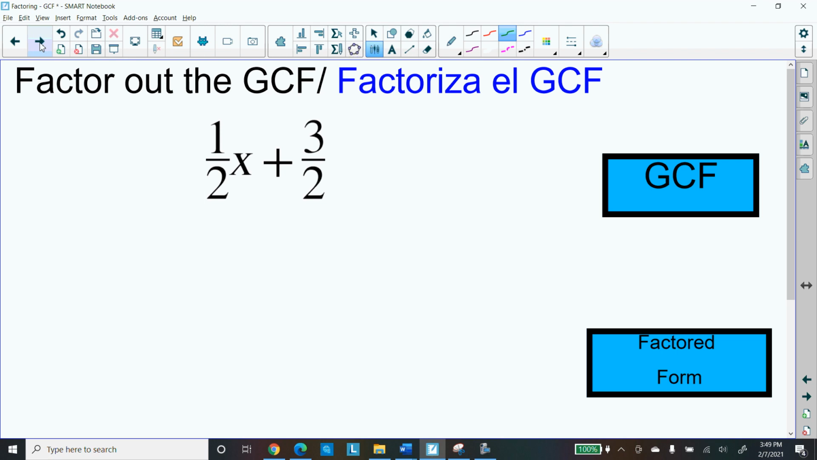Here's an interesting one. Now we're going to go with some fractions. So 1/2 x plus 3/2. All right, let's look at the GCF. So we're dealing with fractions. How do you want to deal with fractions, Dr. Rob? Do you want to deal with them as fractions? Or you can take your 1/2, change it into a decimal, 0.5, and you got an improper fraction, that'll be 1.5. So you can change it to a decimal if you want, or you can deal with it as a fraction.